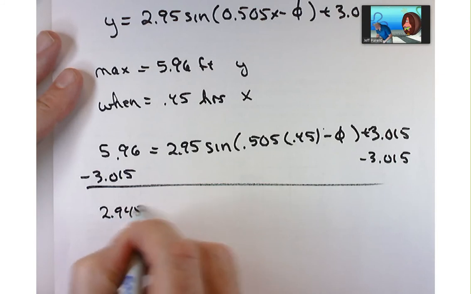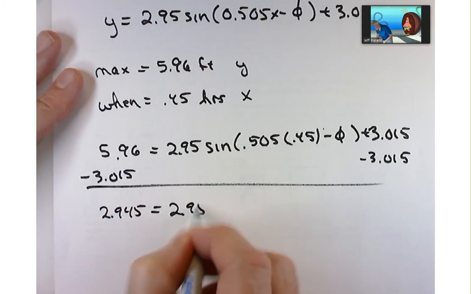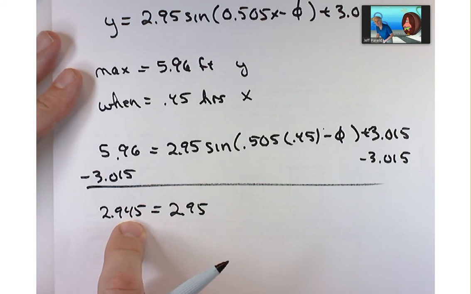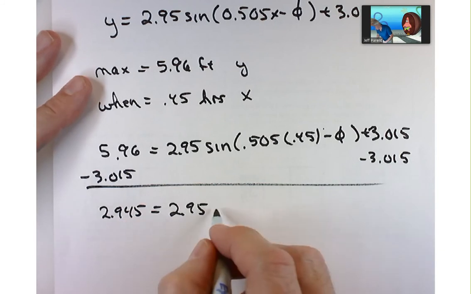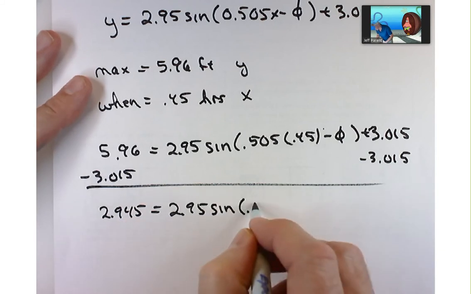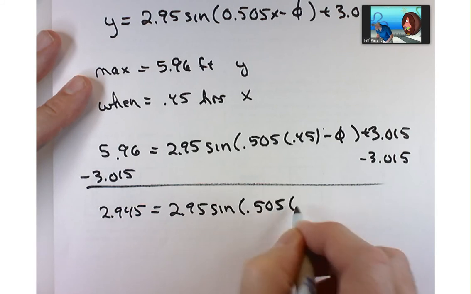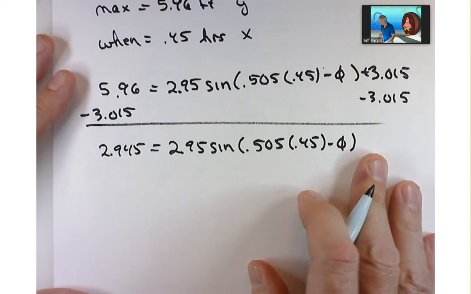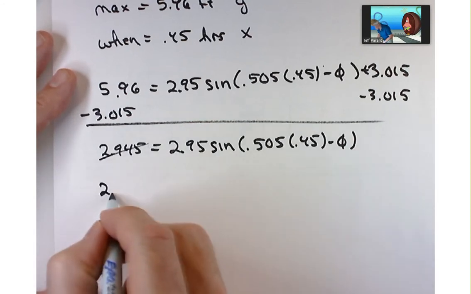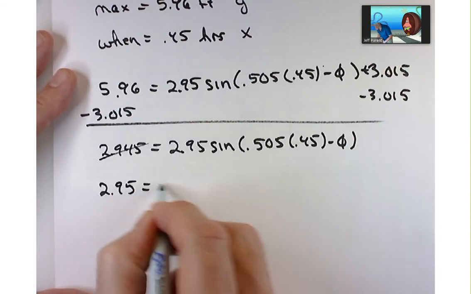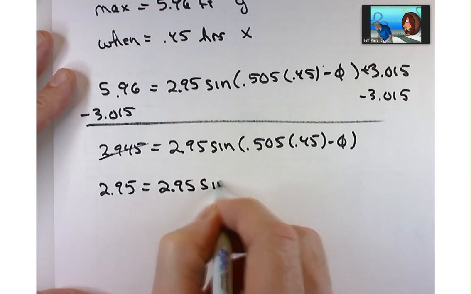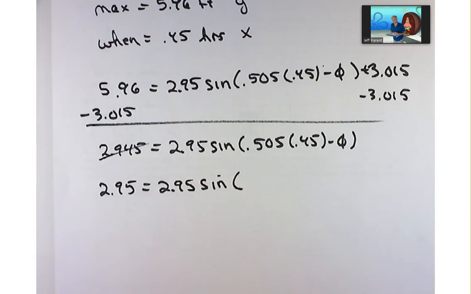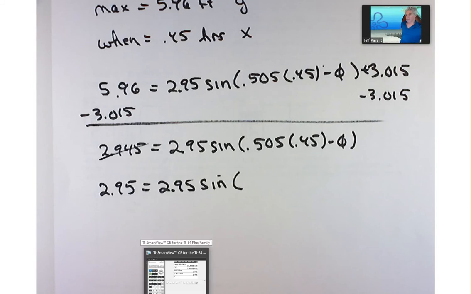So 2.945. I'm pretty sure that this is supposed to be 2.95. That's really the number they were trying to get here. So I'm going to assume this is actually supposed to be 2.95 here. I know that looks bad. It's like, well, why are you doing that? It's because eventually I'm going to get a 1 on the right-hand side.